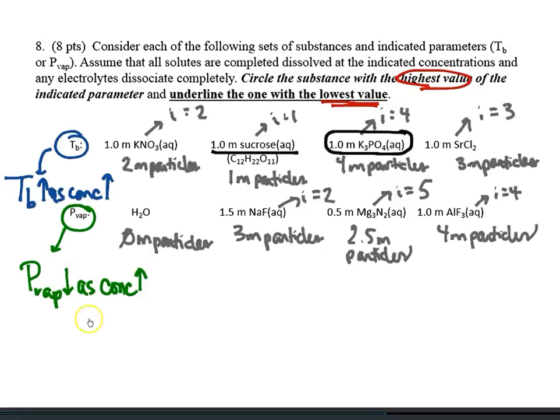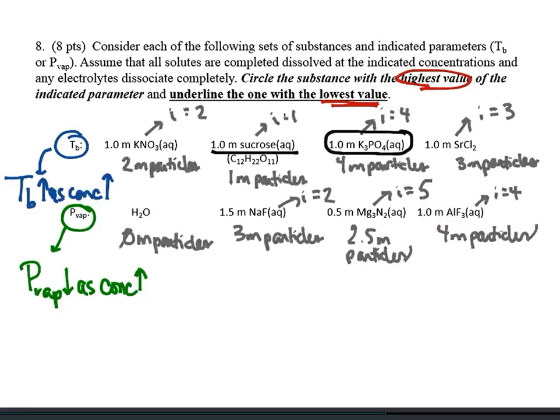Sodium fluoride is 3 molal particles because we have 1.5, and we need to multiply that by i of 2 because it dissociates into 2 particles per formula unit. So 1.5 times 2 is 3. 0.5 times 5 now, magnesium nitride dissociates into 3 magnesiums and 2 nitride ions, which means there's 5 ions per formula unit. So 0.5 times 5 is 2.5, and finally aluminum fluoride dissociates into 4 particles. 4 times 1 molal is 4 molal.